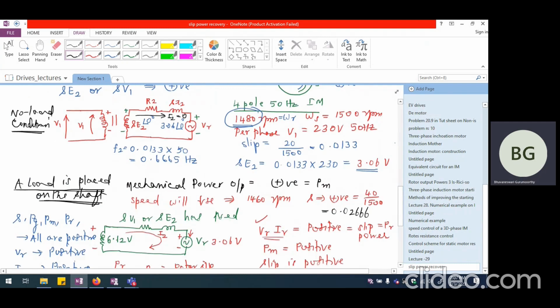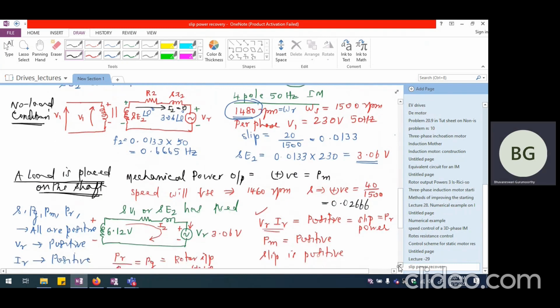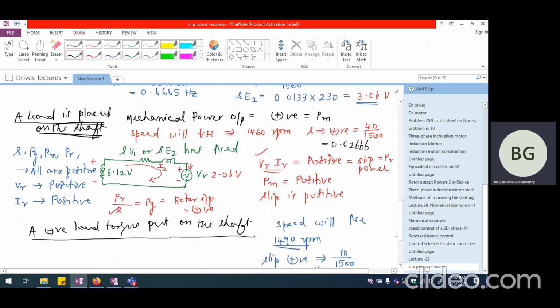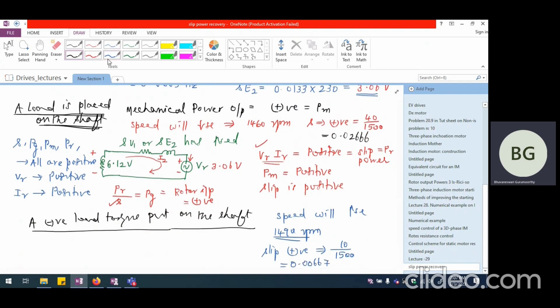Now let us look at the same circuit. So let me try to draw the equivalent circuit of the rotor once again. So I'm going to have the rotor induced EMF now to be 1.57 volts, which is S times E.